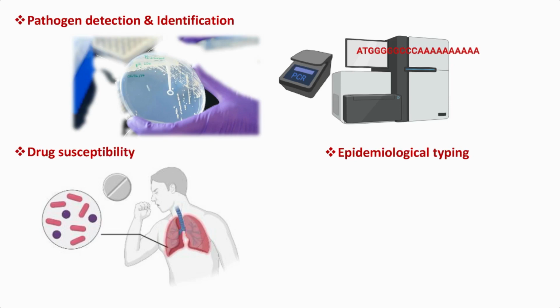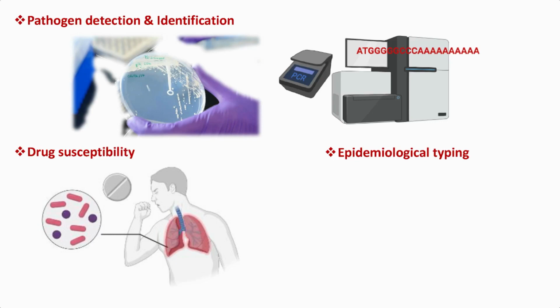So whole genome sequencing can be used for pathogen detection and identification, and it can also be used to determine drug susceptibility, which pathogens are susceptible to a particular antibiotic based on the sequence analysis, if there are any resistance genes found or if there are mutations in genes that can contribute to the drug being inactive.